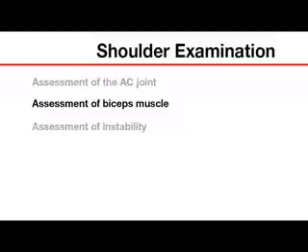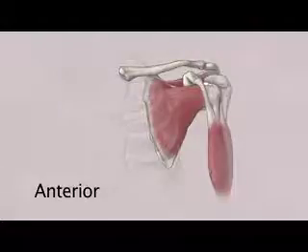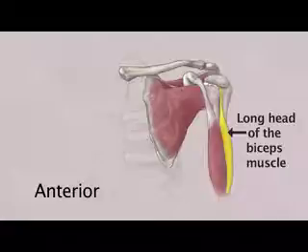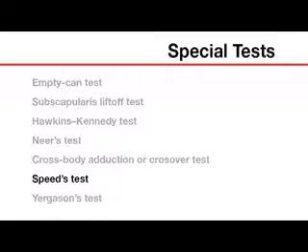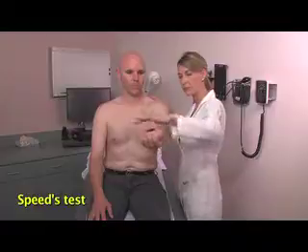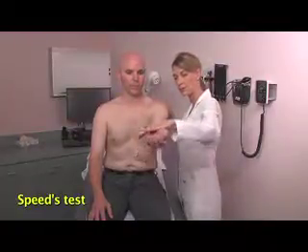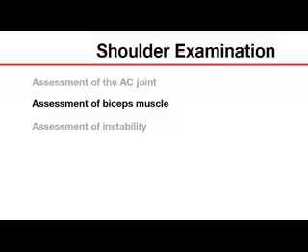The biceps muscle supinates and flexes the forearm. Inflammation of the long head of the biceps can cause anterior shoulder pain. Use Speed's test to assess the biceps by extending the patient's elbow and supinating the forearm, and then flexing the arm forward while applying opposing force. If the patient has pain with this maneuver, bicipital tendinopathy may be the cause.